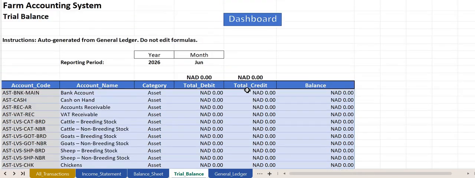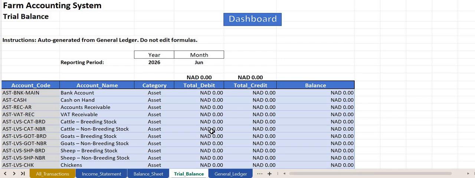Now, the key rule here is that the total debits should always equal the total credits. If they don't, then it means that something is wrong in the entries, whether it's in the transactions register or in the crops register. So this sheet is very important because it helps you to verify that your system is accurate.